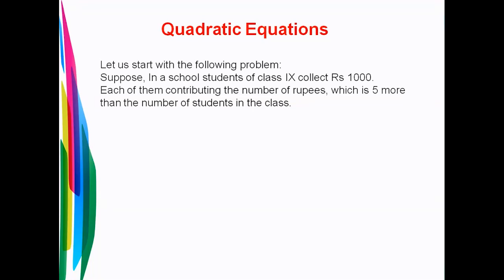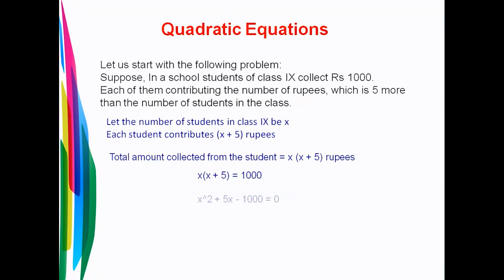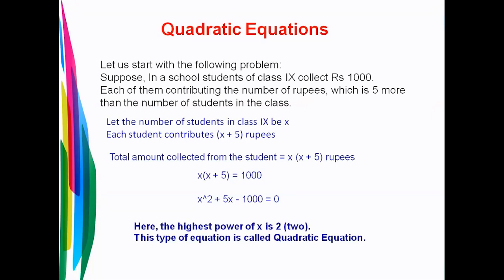Suppose in a school, students of class 9th have to collect 1000 rupees. Each one of them contributes a number of rupees which is 5 more than the number of students in the class. Which means that if you have x students, then each student has to contribute x plus 5 rupees, and the total amount is 1000. So what is the total amount collected? It will be x into x plus 5, which will be equal to 1000. Open the bracket: x square plus 5x equal to 1000. So x square plus 5x minus 1000 equal to 0. Here the highest power of x is 2. This type of equation is called a quadratic equation.